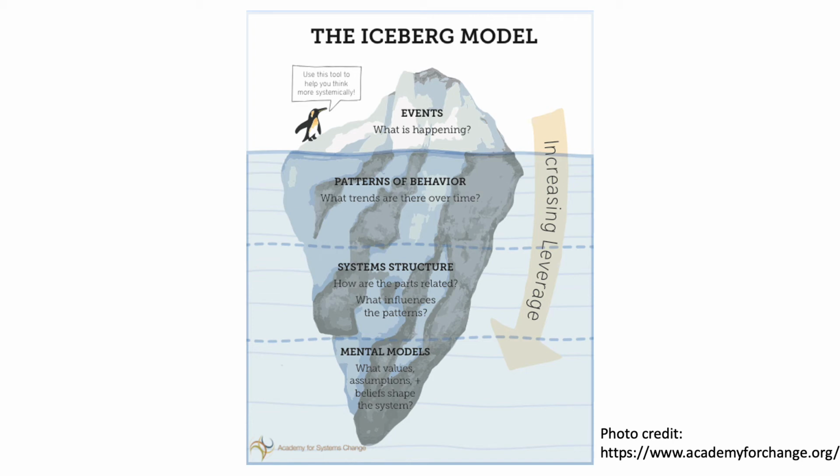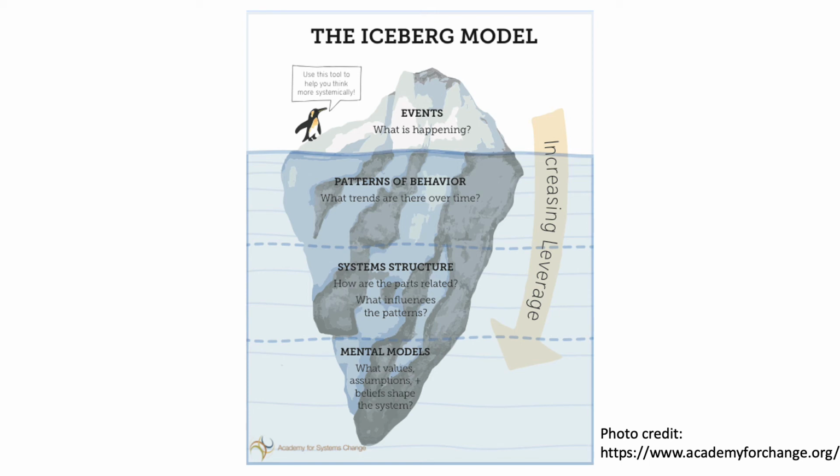And below that level, we have our system structure, or how are these parts related? What are the influences on the patterns, or what influences the behavior? And then below that, we have our mental models. And this represents what are the values and assumptions or the beliefs that shape the system. So in systems thinking, we have a leverage point, as you see on the side, increasing leverage. And a leverage point is a place in a system structure where a solution element can be applied. So as you move down the levels of the iceberg from the top to the bottom, you are increasing the ability to influence and learn about the system.